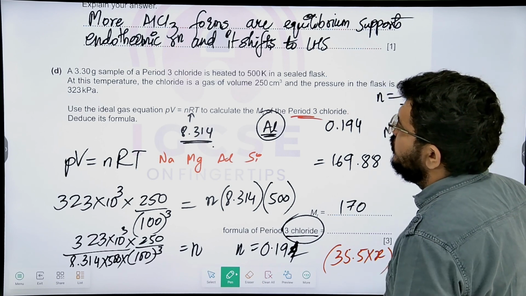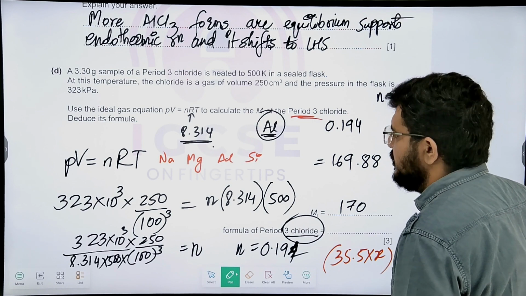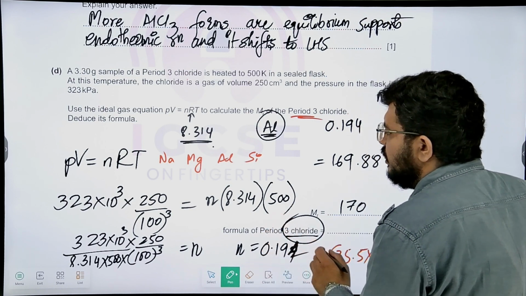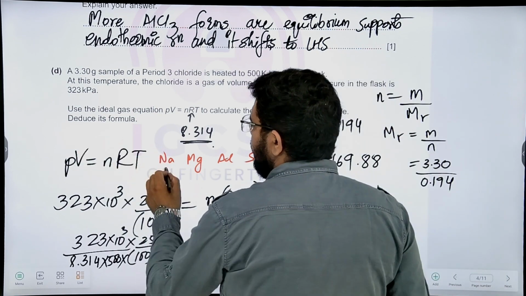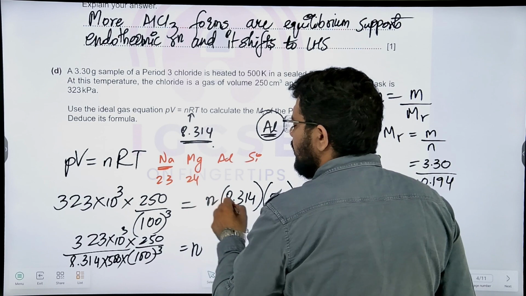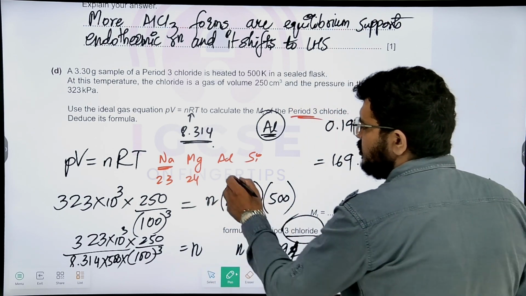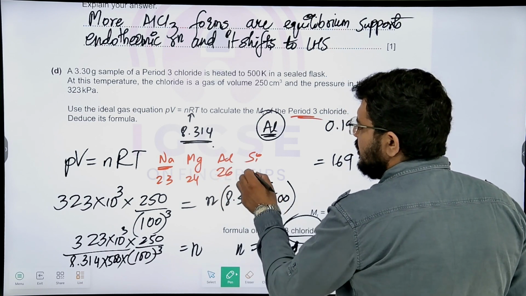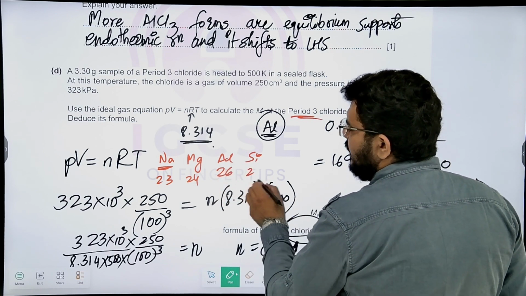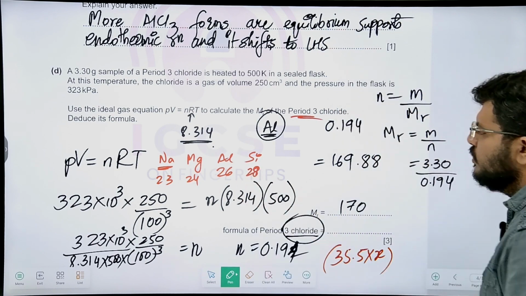Okay, so it is heated to 500 Kelvin and it is a gas. Let's see, sodium chloride, right? NaCl. The mass of sodium is 23, this is 24, right? Aluminium has 13 electrons. So let's say if it was 26 and this was 28, right? 14 to the 28.